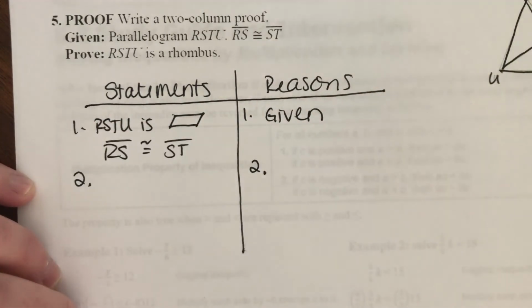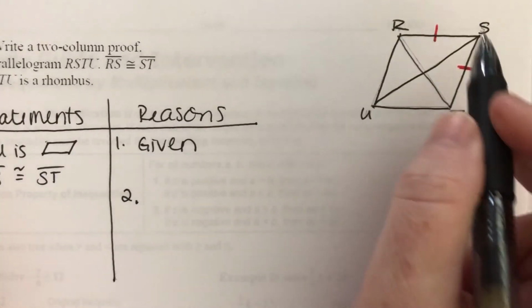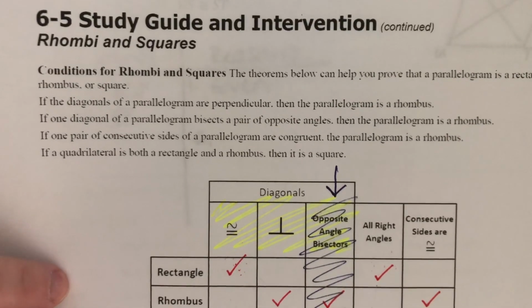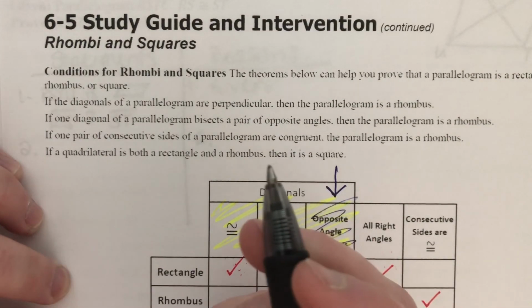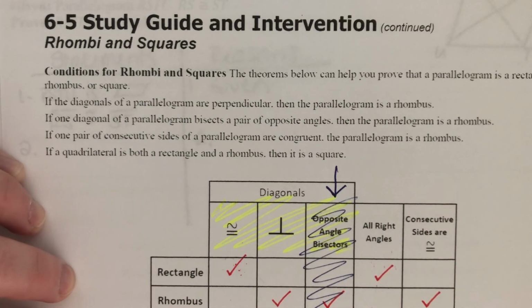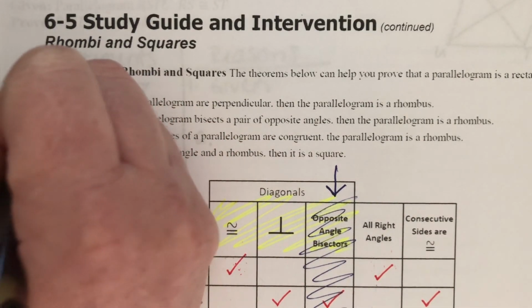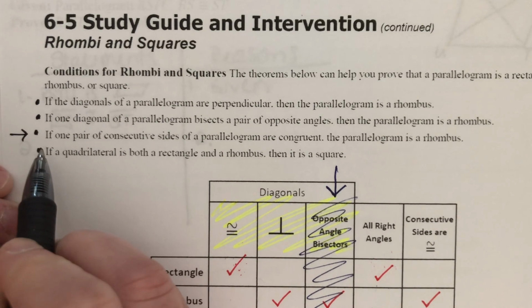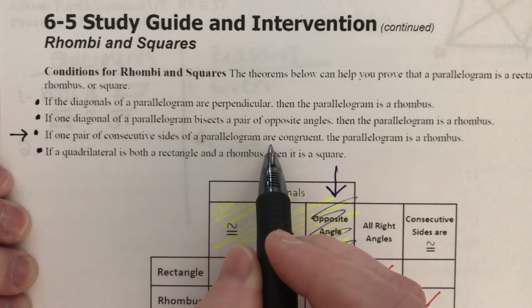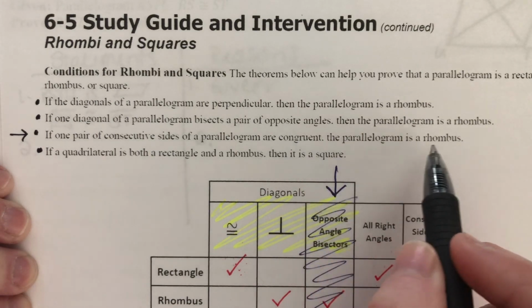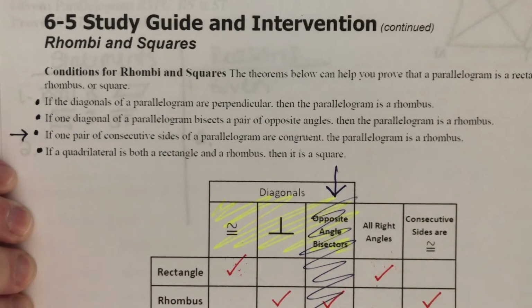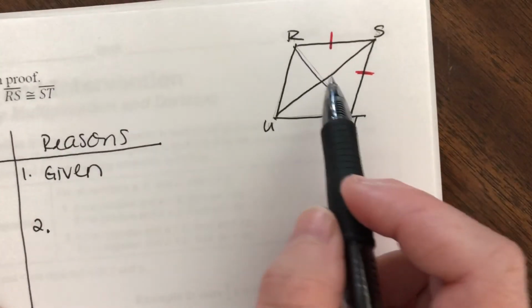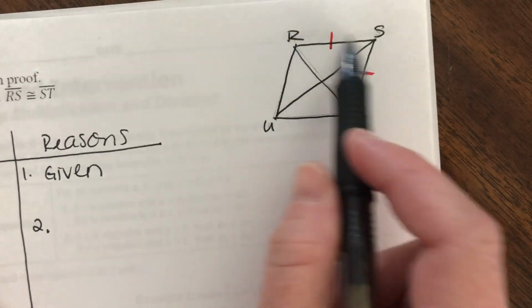Okay, so step 2. What do I need to be able to prove that this is a rhombus? Well, on that last paper we just filled out together, it gave us some theorems, right? And the theorems don't really have names. They're just kind of facts that you can use in a proof to prove a shape is a rhombus or a square. Okay, so if we look at this one right here, if one pair of consecutive sides of a parallelogram are congruent, the parallelogram is a rhombus. One pair of consecutive sides, right? Well, over here, aren't these consecutive sides? Isn't this side and this side consecutive? Aren't they right next to each other?